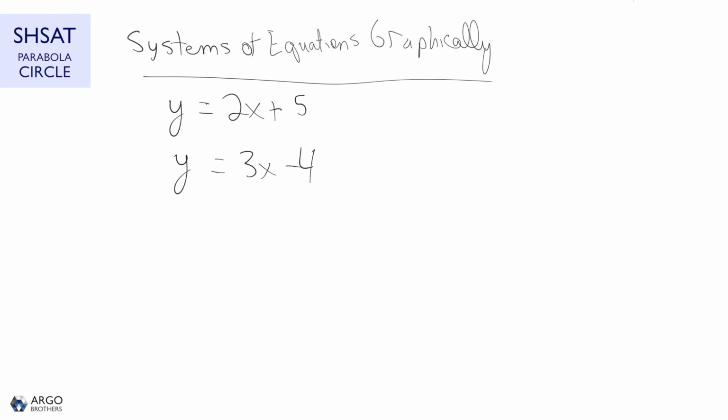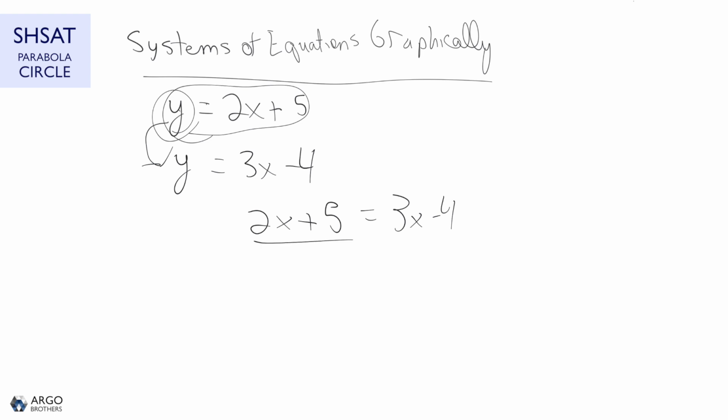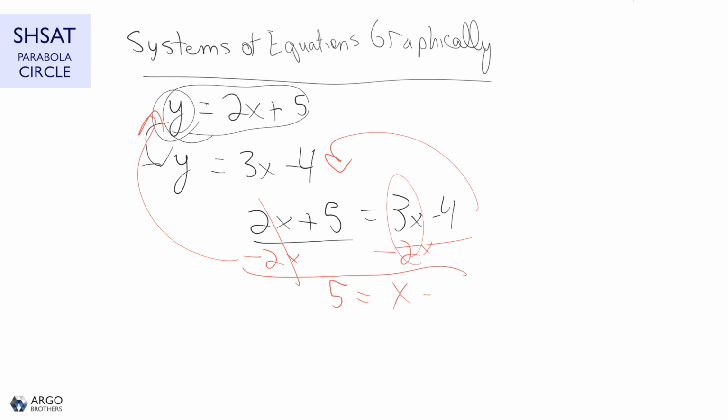Well, here I made it easy. I had already solved for y, so I could plug in this y here. So now we have 2x plus 5 equals 3x minus 4. This is from this y, and this line is from this y. If they're equal, then we can simplify. So I want to subtract 2x on both sides. Then we have 5 equals x minus 4. Then add 4 on both sides, so we get x equals 9.